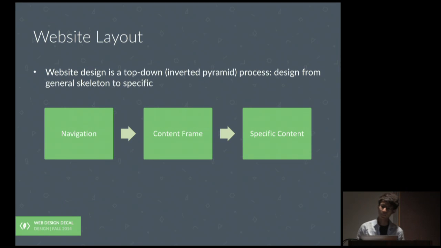So when you're designing the website, you should design your website from a top-down approach, especially when you're doing the IMDb project. You shouldn't think about the specific content first. You should think about the general skeleton, the frame of your website first, and then dive into your specific content. So in this lecture, we're going to be studying how you should approach designing your website from a coding point of view.